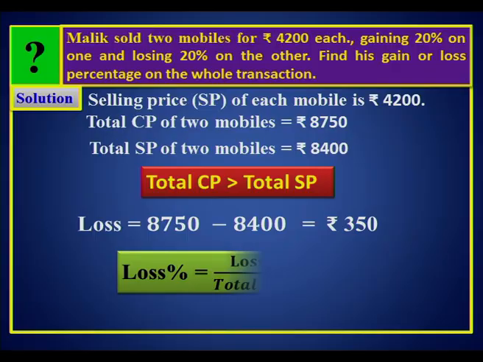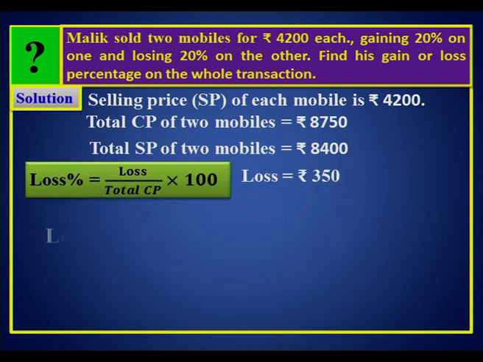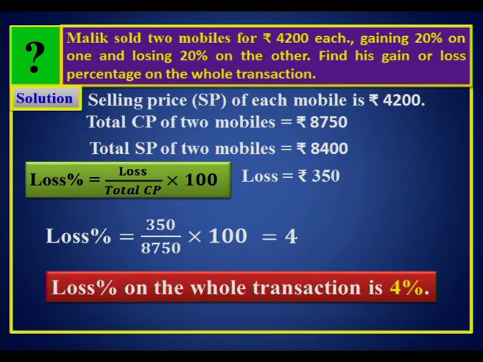So, loss percentage is given by loss by total CP into 100. So, here we take total CP, not just CP, total CP. So, on substituting the values, we get 350 by 8750 into 100. On simplification, we get it as 4. That means, Malik gets a loss of 4% on this whole transaction. Now, let us move on to our next problem.